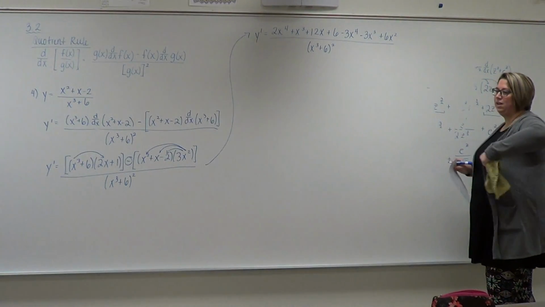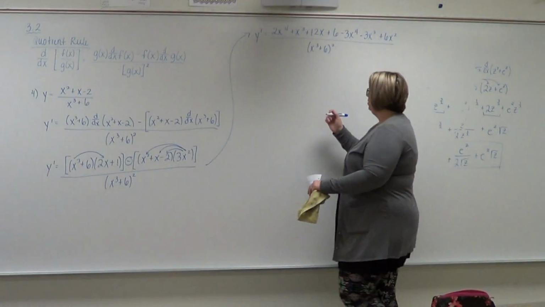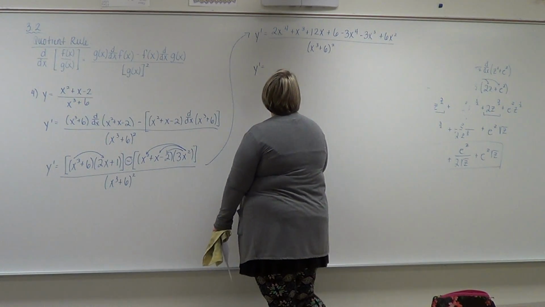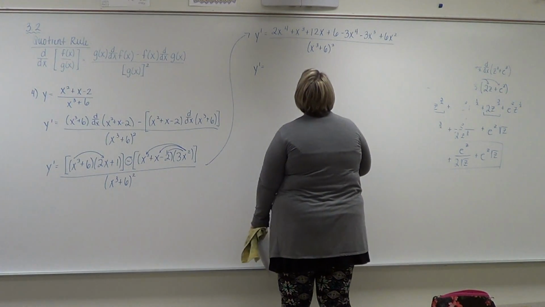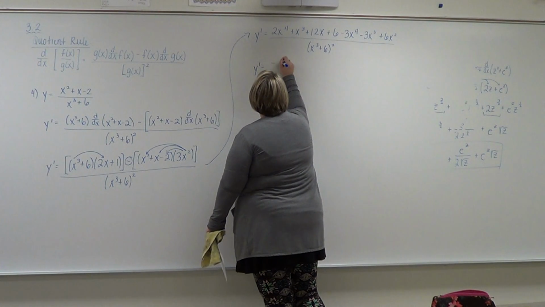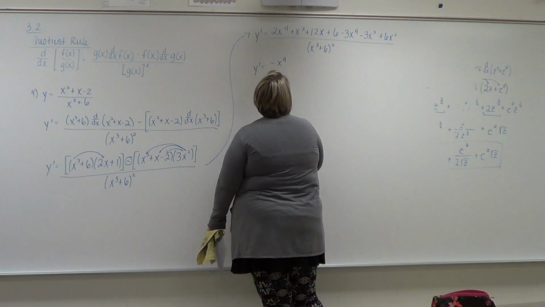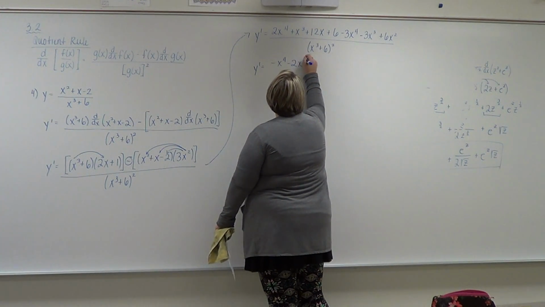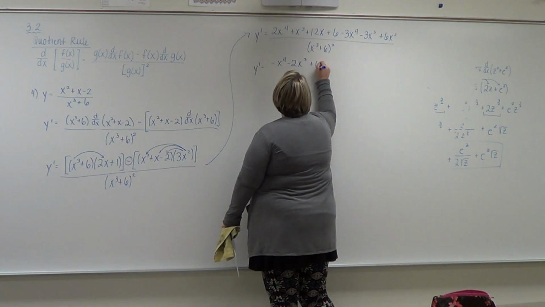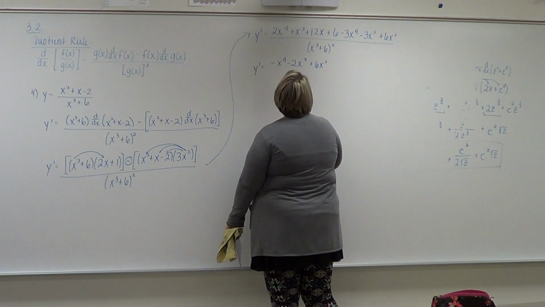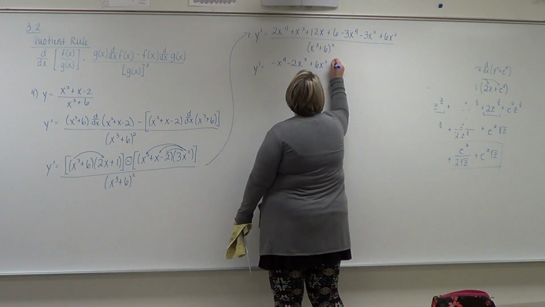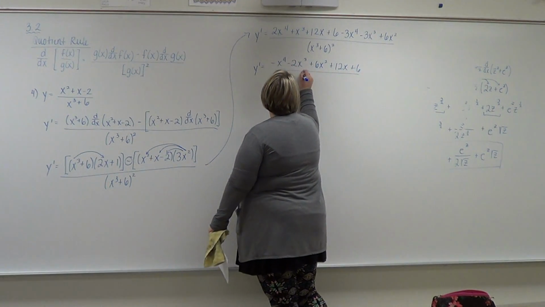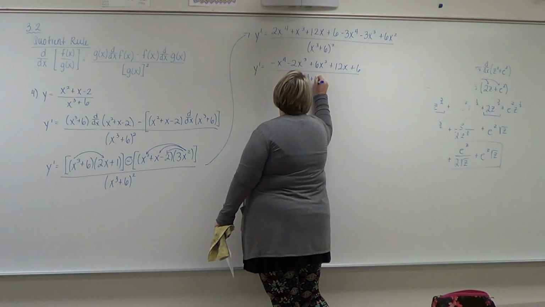Then all you do is combine like terms. What would I have if I went for standard form, highest exponent to lowest exponent? Negative x to the fourth, minus 2x to the third, plus 6x squared, plus 12x, plus 6. Good. Over x cubed plus 6 squared.